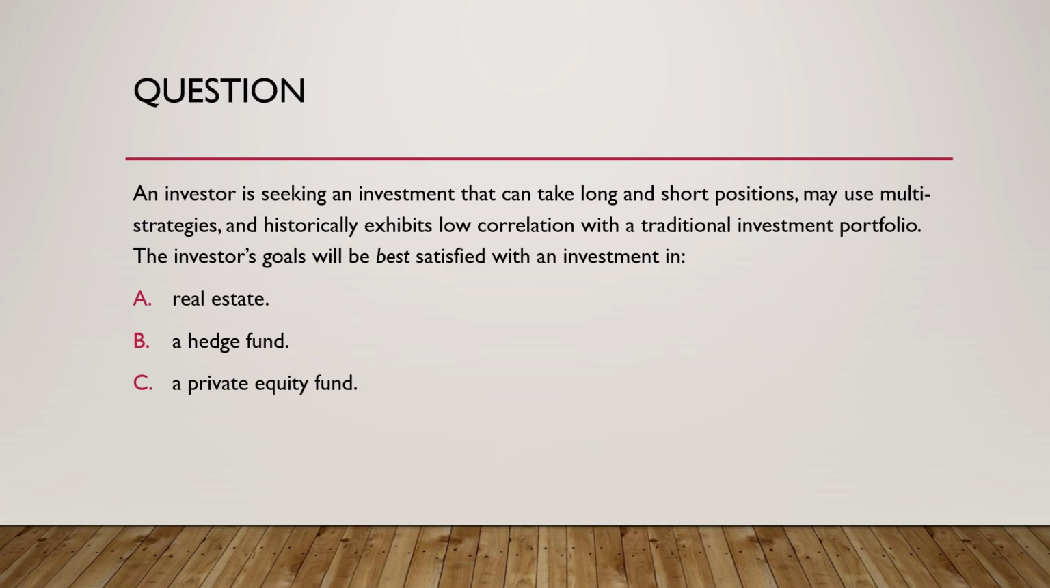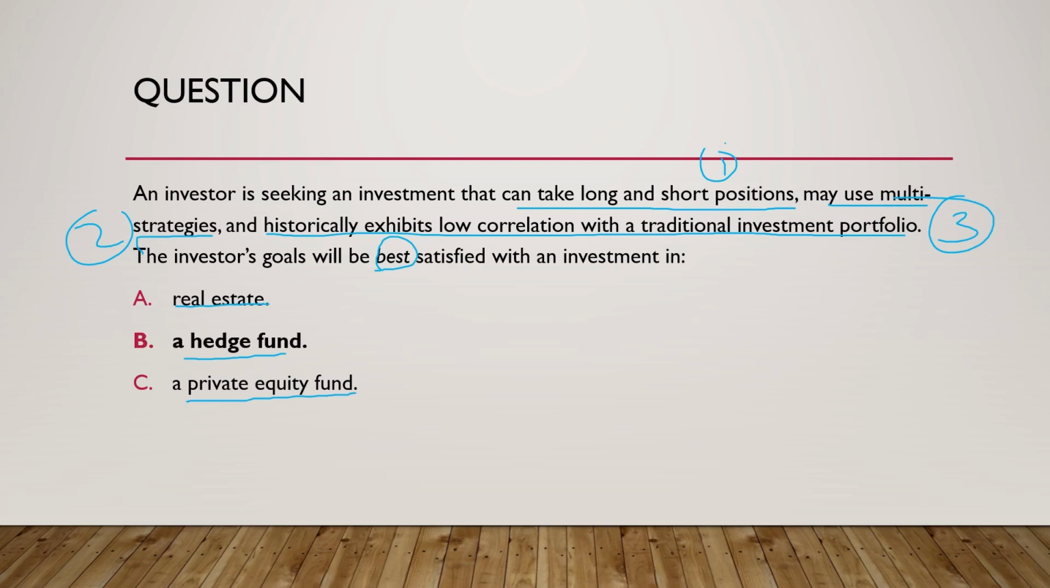Now a little question for mini revision. An investor is seeking an investment that can take long and short positions, may use multi-strategies, and historically exhibit low correlation with traditional investment portfolio. The investor's goal will be best satisfied with an investment in A. Real estate, B. A hedge fund, C. A private equity fund. Yes, you're right, it is B. The hedge funds. Because with the hedge funds you can keep long and short positions and they focus on active gauge against the market performance, thus they have a low correlation with market returns. So option B is correct.